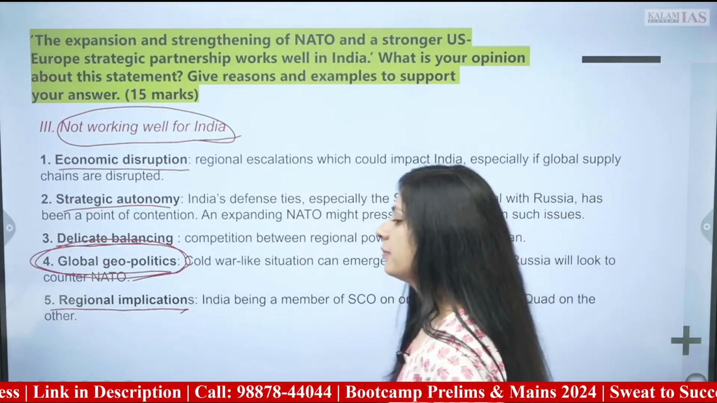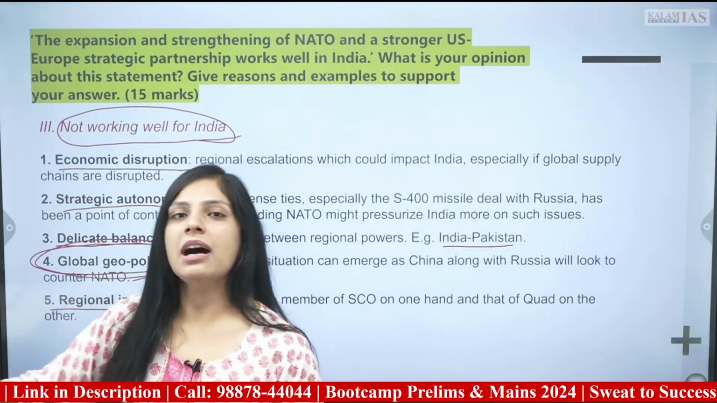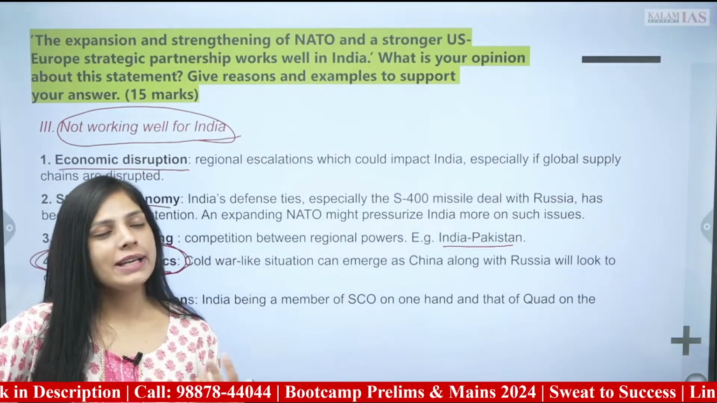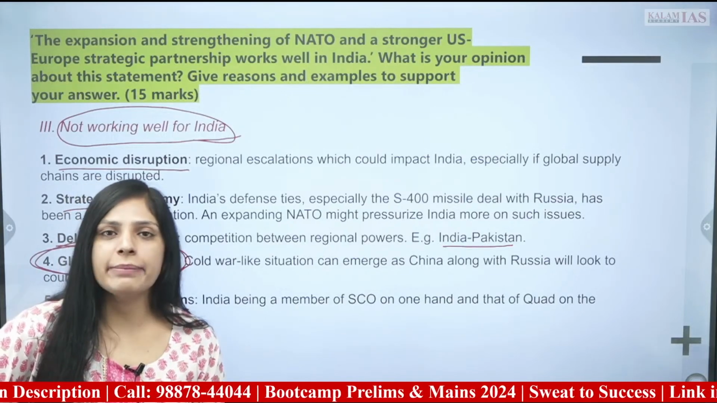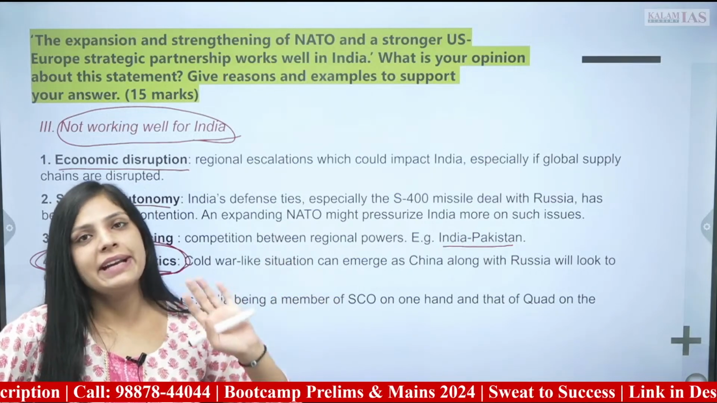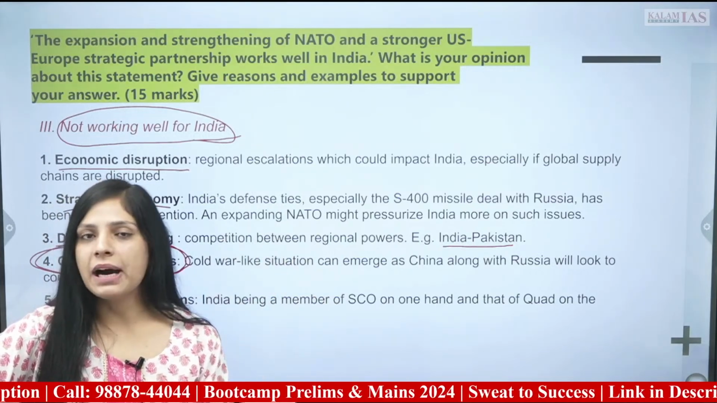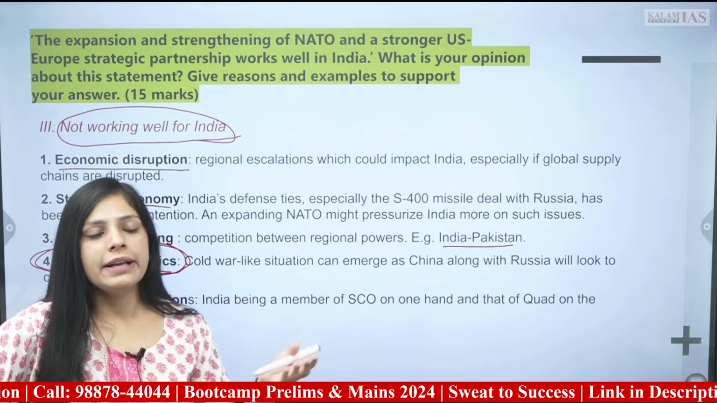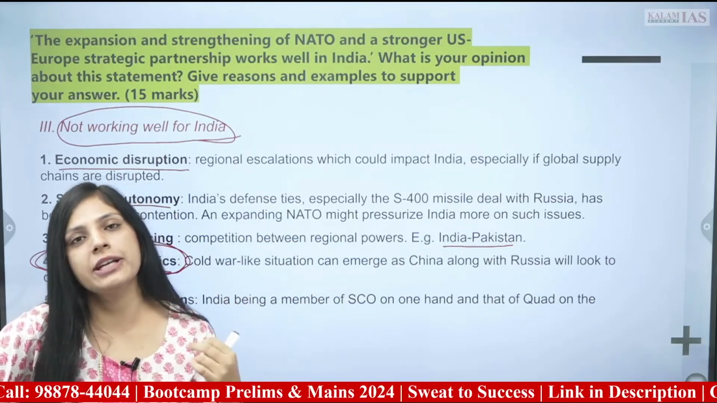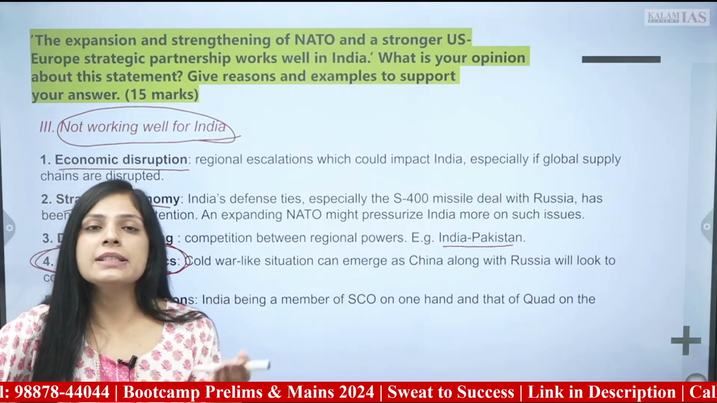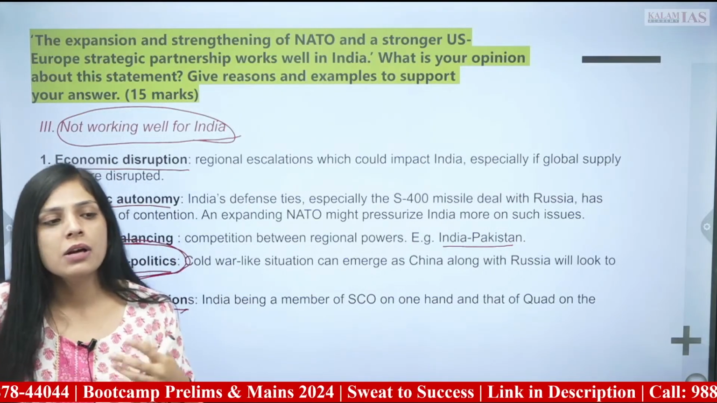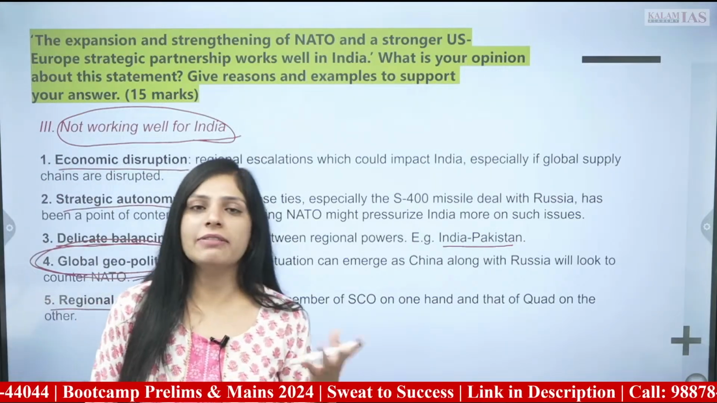So these are the points that we can make, that how it would not be as beneficial for India as it could be seen by many, right? So this is how we have addressed the demand of the question in 3 parts. First, we saw how the expansion of NATO is working well for India, how the US-Europe strategic partnership is working well for India, and how they are not working well for India.